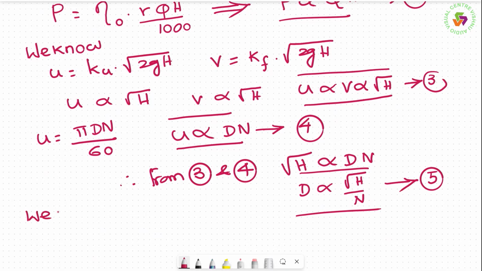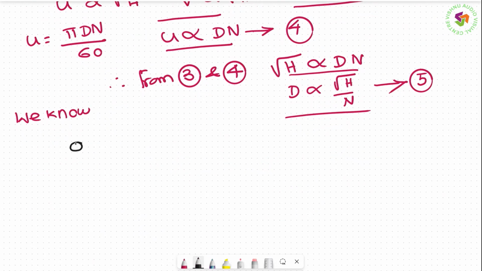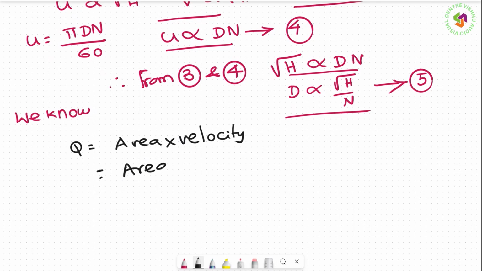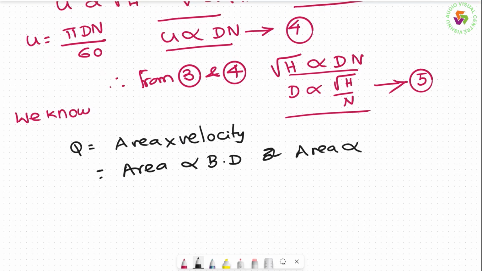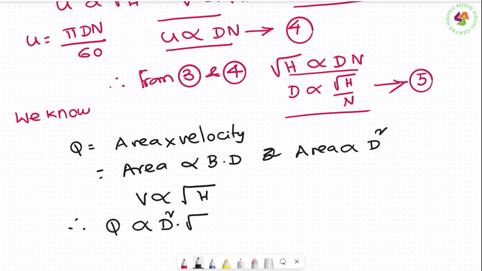Again, we know Q is equal to area into velocity, right? So area is proportional to b into d, or area is proportional to d square, right? Then we know velocity is proportional to root H. Therefore, Q is proportional to d square into root H. So this is again the sixth equation for us.